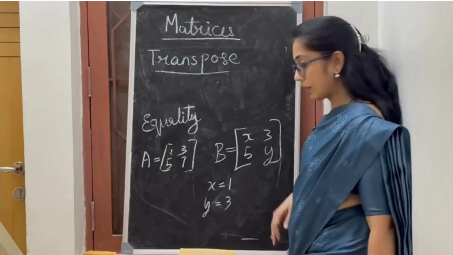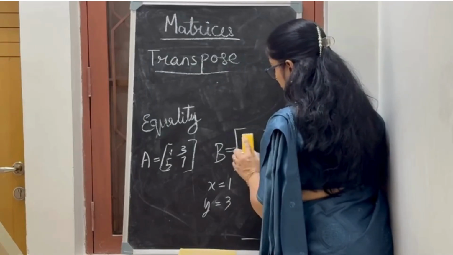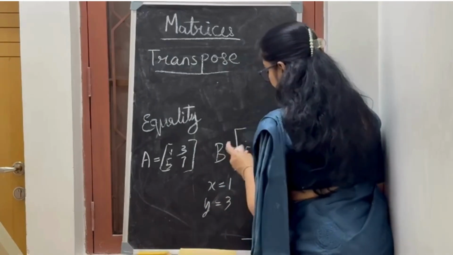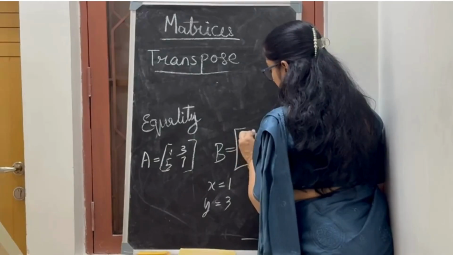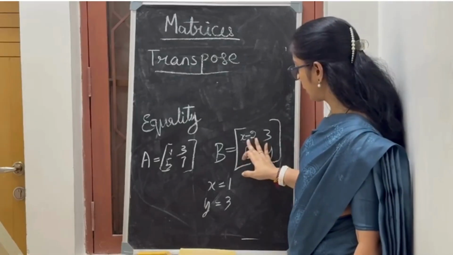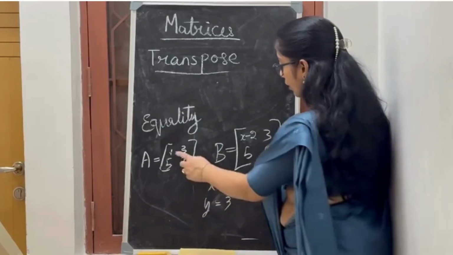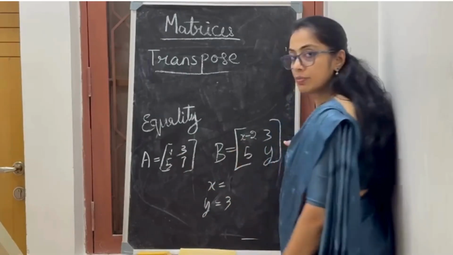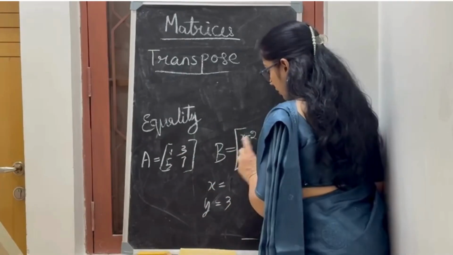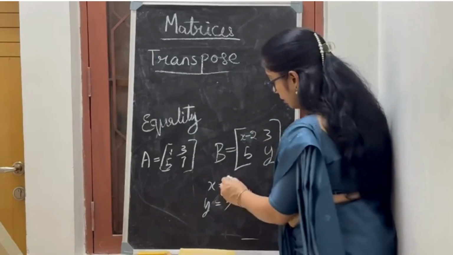Okay? They can also twist and give you the question. They might say x minus 2. Okay? This is x minus 2. Find x. Then what will you do? Here it is 1. So what will this be? This will be 3. Because 3 minus 2 is 1. So x is 3. Remember this, okay?